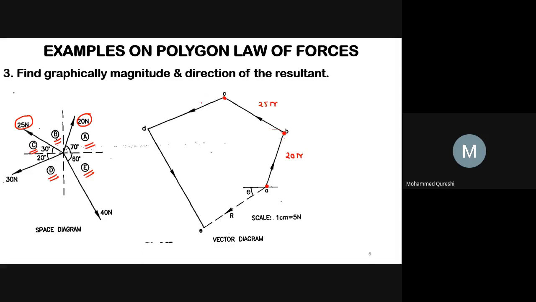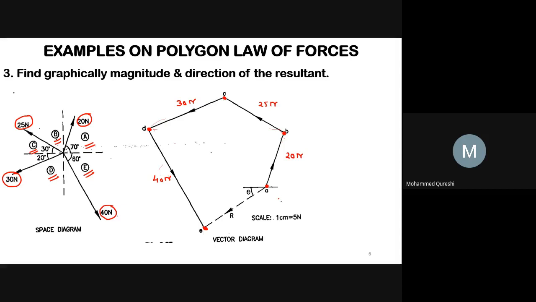Now from point C draw a line CD parallel to 30 Newton force. So this will be your 30 Newton. Now, from point D, draw a line DE parallel to 40 Newton force.